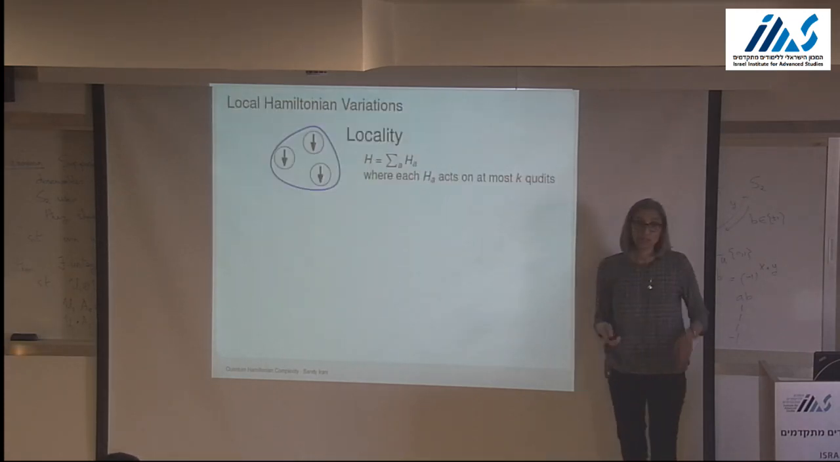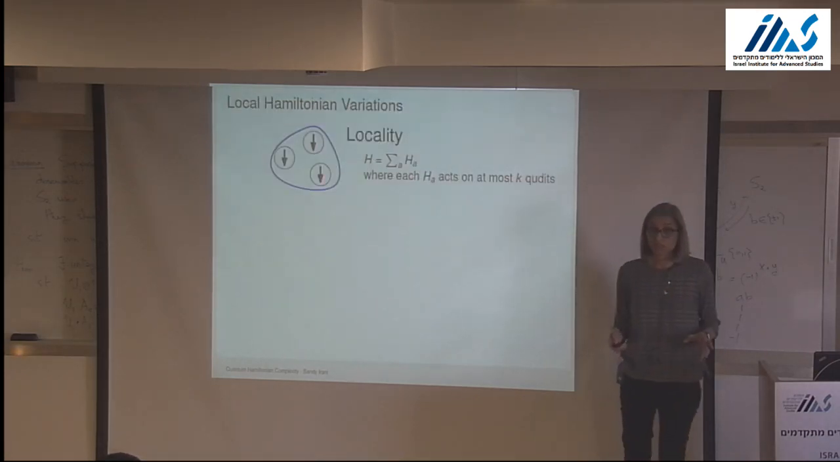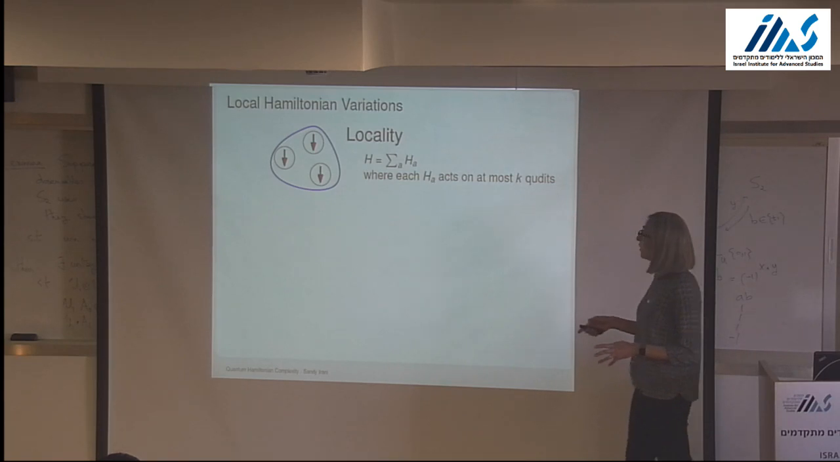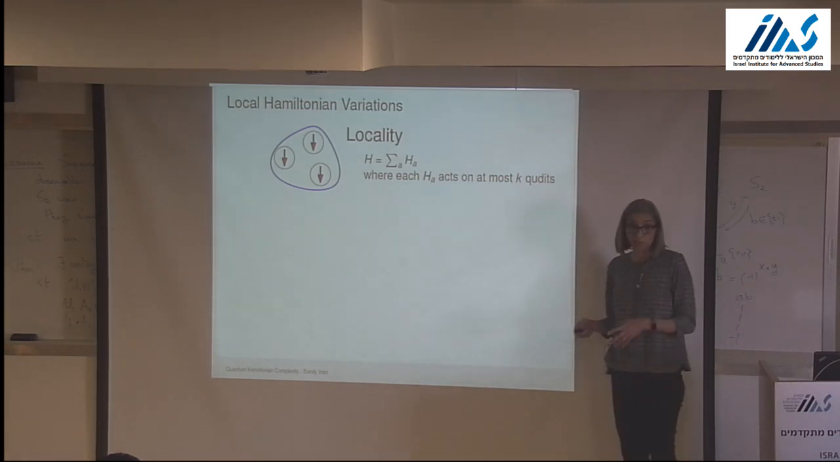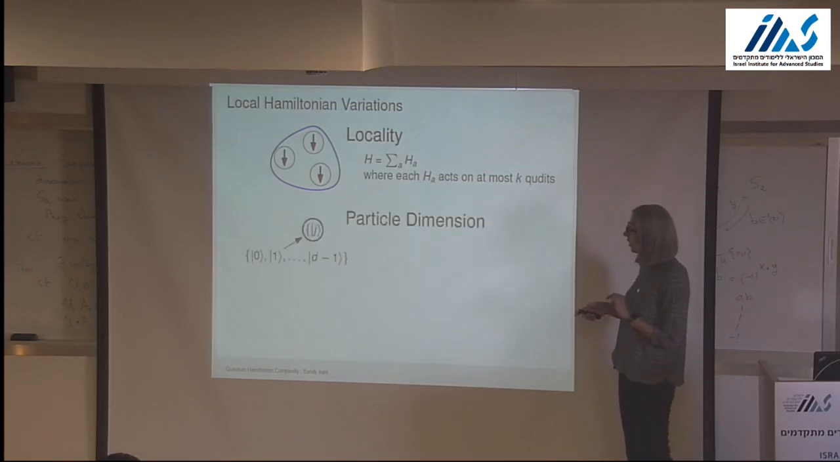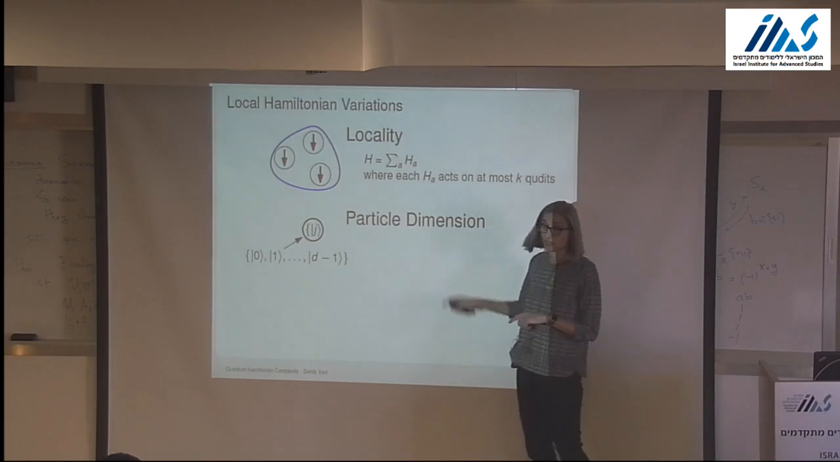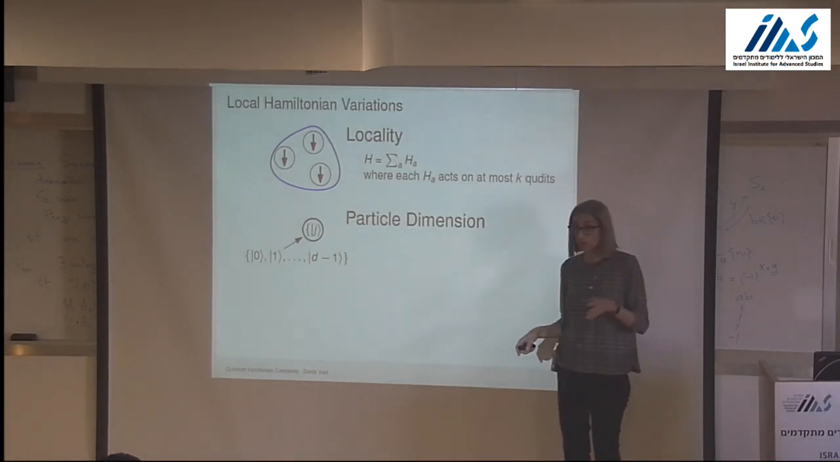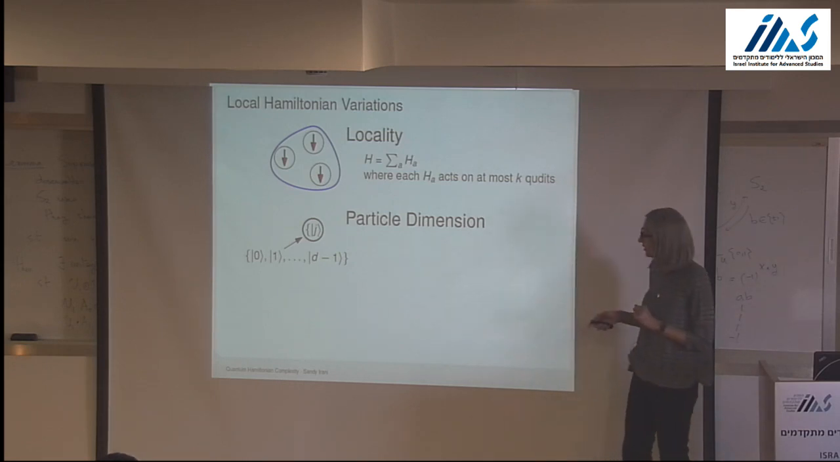Now, in the first lecture, I talked about variations on this problem. Locality is one, which is the number of qubits that each Hamiltonian term operates on. The other one would be particle dimension. They could be qubits, they could be qutrits, they could be q64ths, whatever, okay, finite.